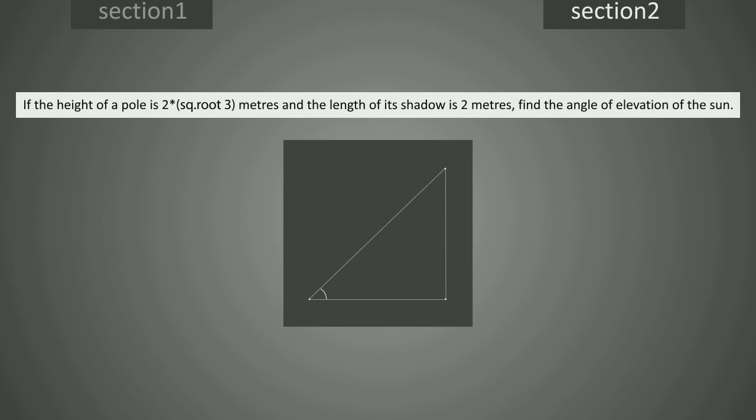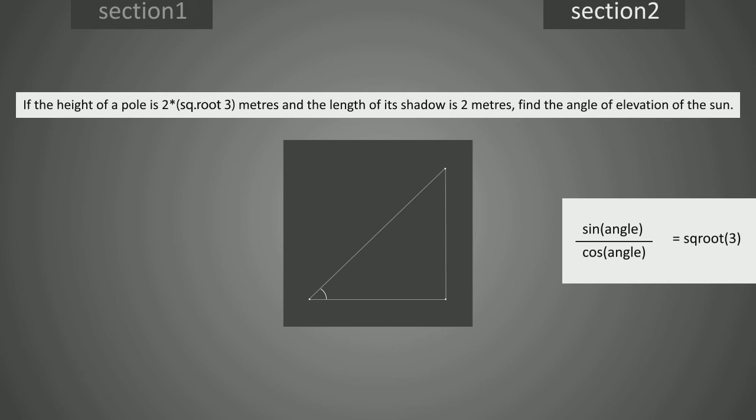Now to find this angle, we just use sine and cos, and we know that sine denotes opposite by hypotenuse and cos denotes adjacent by hypotenuse. Then by dividing them together, we should be able to answer the question by asking what should be the angle for this expression to be true, and the answer comes out to be 60 degrees.